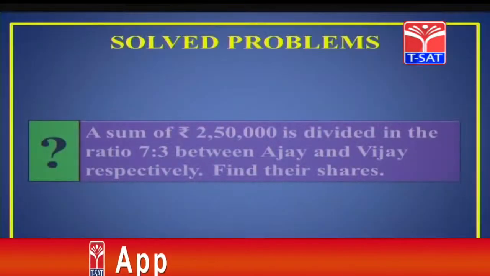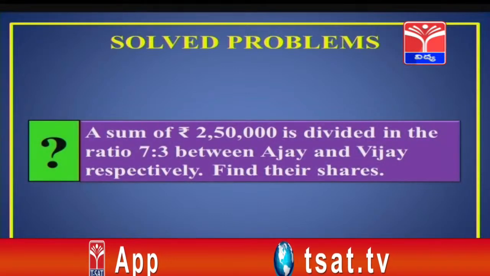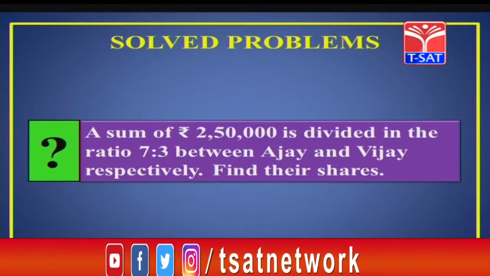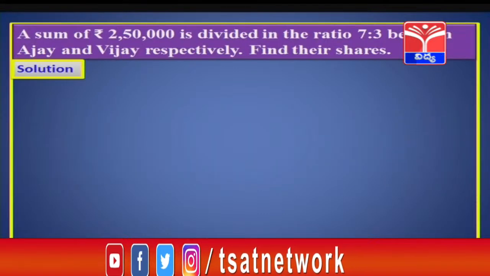Children, till now we have learned the concept of proportion, unitary method, percentages. Okay. Now, we are going to learn solving some problems which are based on these concepts. So, let us start with our problems now. A sum of 2,50,000 rupees is divided in the ratio 7:3 between Ajay and Vijay respectively. Find their shares. Let us start with the solution.